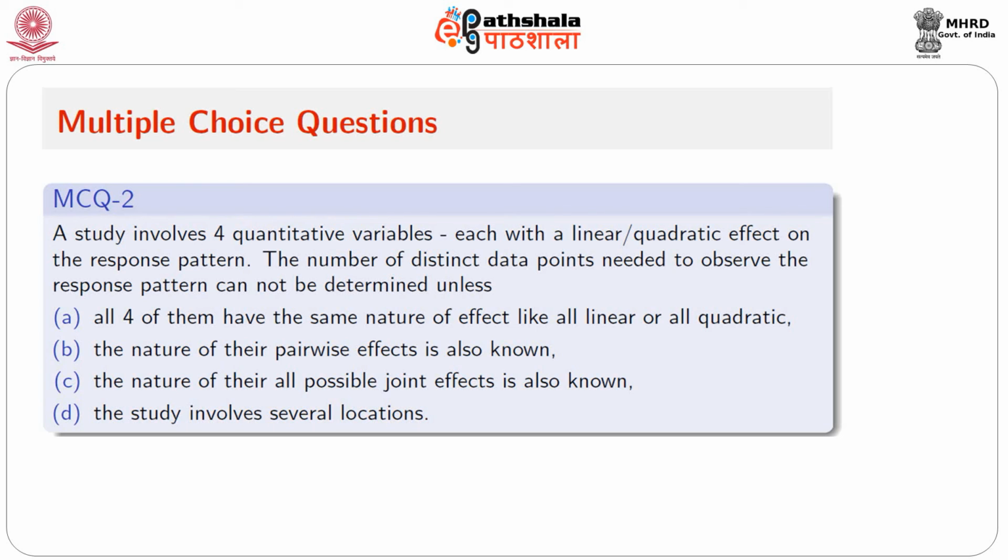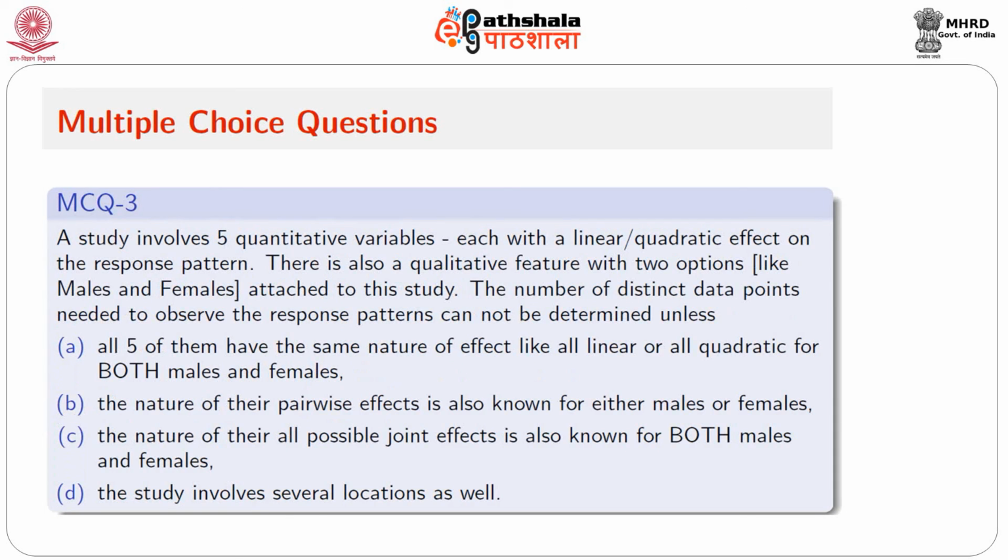The nature of their all possible joint effects, they are talking about whether it is terms like x1, x2, x3. The more we know about the nature of their joint effect, we can do justice to the number of distinct data points that are needed. But the study does not have to be carried out in several locations. No, that's not needed. So it looks like the best answer here is C. The nature of their all possible joint effects is also known.